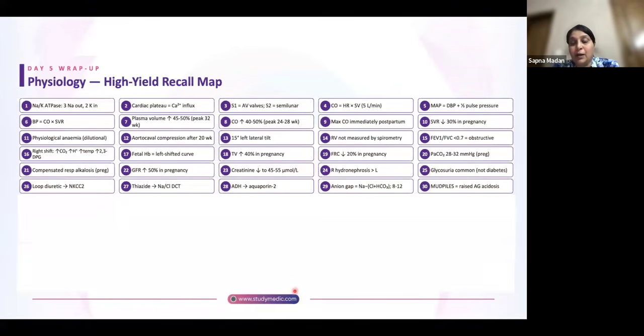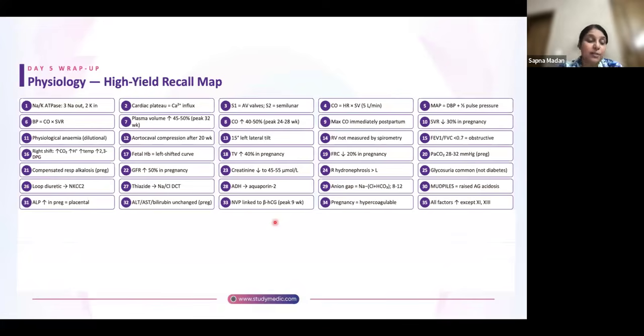Anion gap, the formula is sodium ions minus the sum of chloride plus bicarbonate. Normal anion gap is 8 to 12. And MUDPILES is the mnemonic for raised anion gap, so in which conditions the anion gap will be increased.